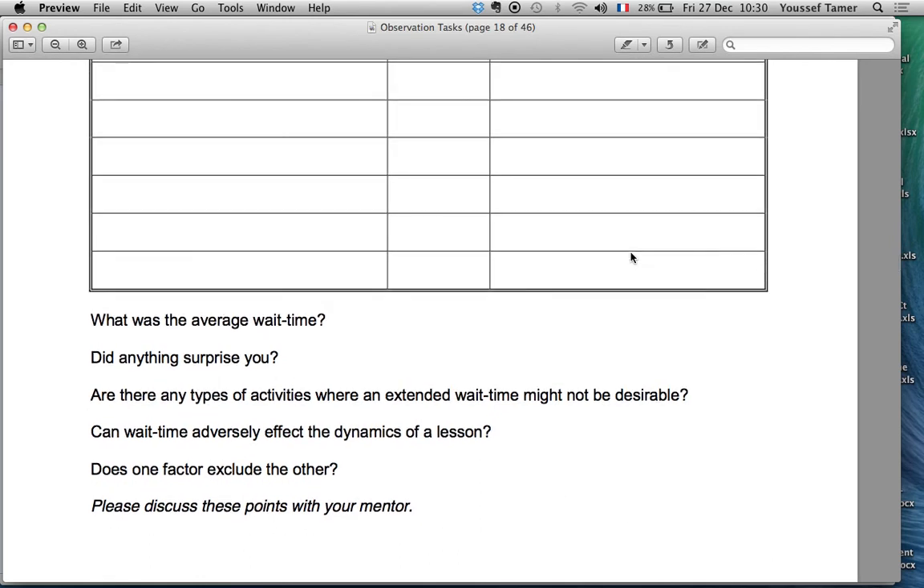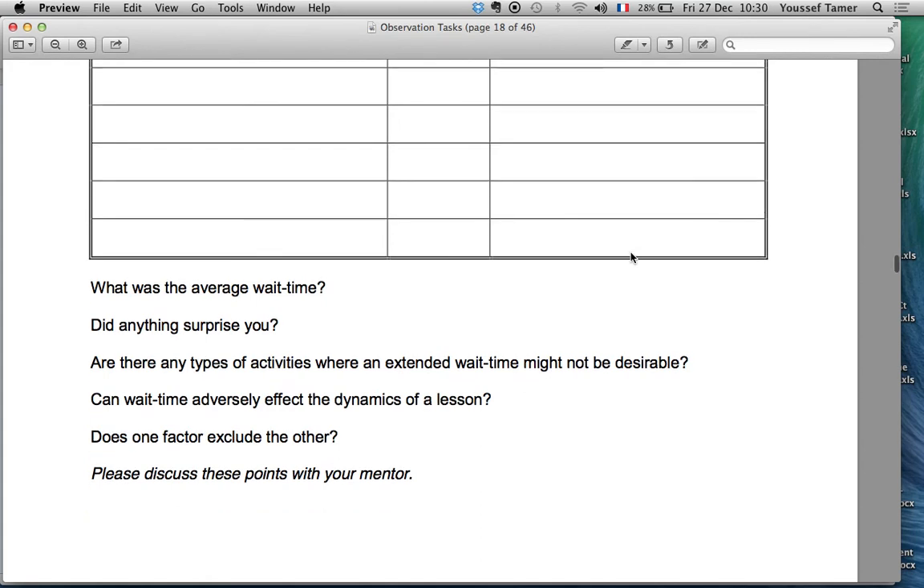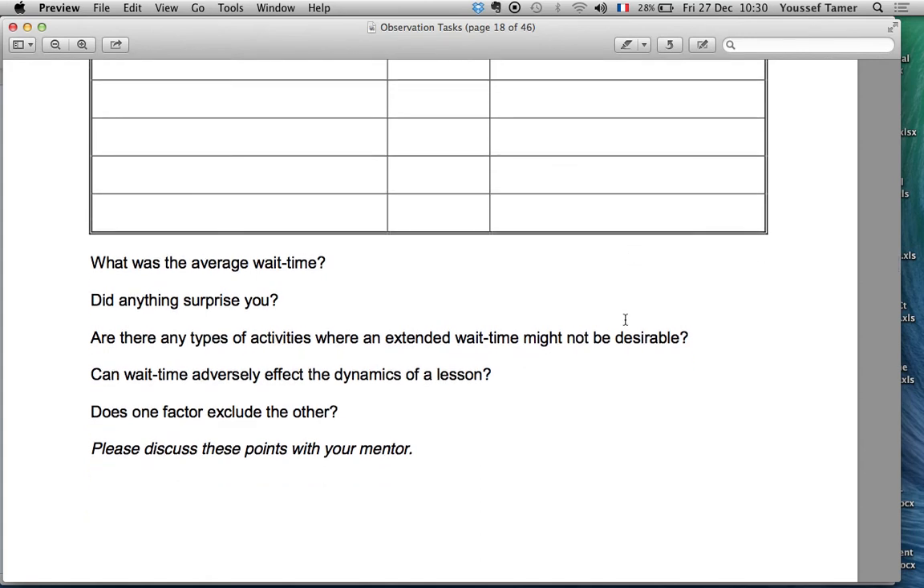Now, are there any types of activities where an extended wait time might not be desirable? Maybe some types of activities don't need a long wait time, so a short wait time is enough, depending on the activity itself. Can wait time adversely affect the dynamics of a lesson? Does one factor exclude the other? Please discuss these points with your mentor. Okay?